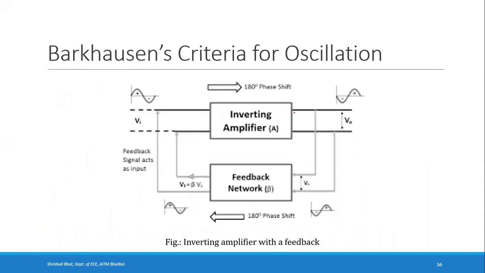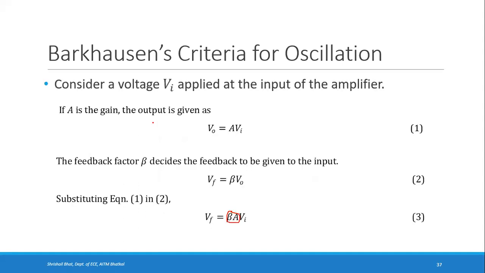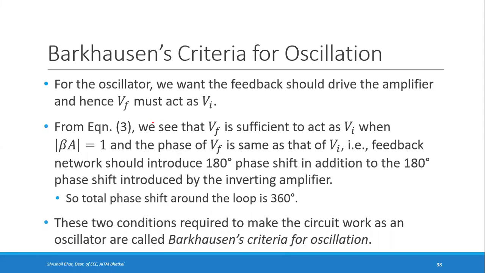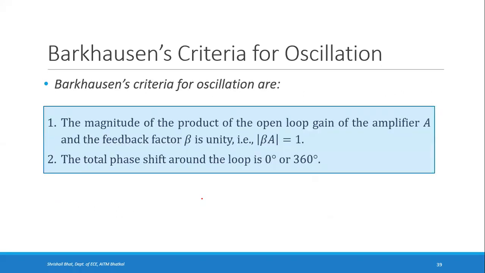Because here there is already a 180-degree phase shift, this should provide another 180-degree phase shift, so that 180 plus 180 is 360 degrees, or in one rotation it becomes 0 degrees. So the total phase shift around the loop is 360 degrees. These are the two conditions. One is beta A is equal to 1. The other is that the total phase shift is 0 or 360 degrees. These two criteria are called Barkhausen's criteria, for the circuit to work as an oscillator.